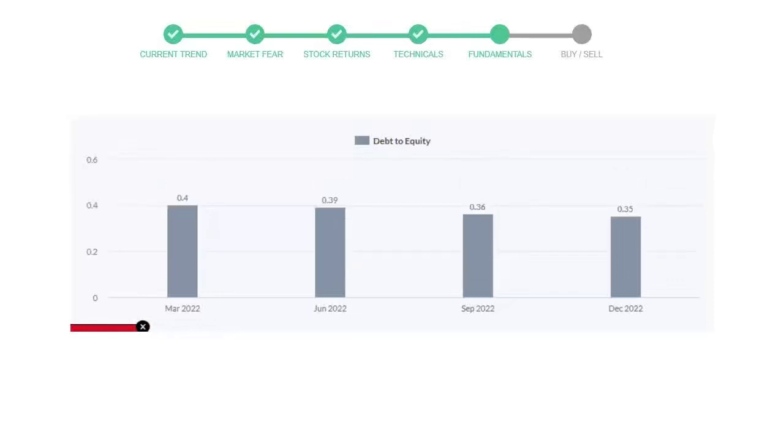Let's see the debt numbers. The debt to equity number tells us how much the company is in debt. In the first quarter, it was 0.4. Then it decreased to 0.39. Then in the third quarter, it again went down to 0.36. In the recent quarter, the debt score declined to 0.35. Generally, this ratio should not be over 2.0.